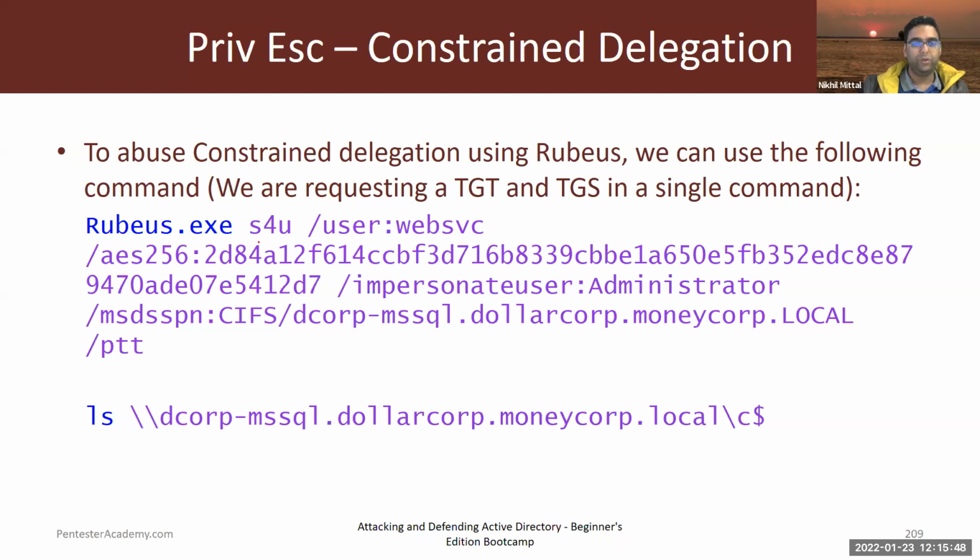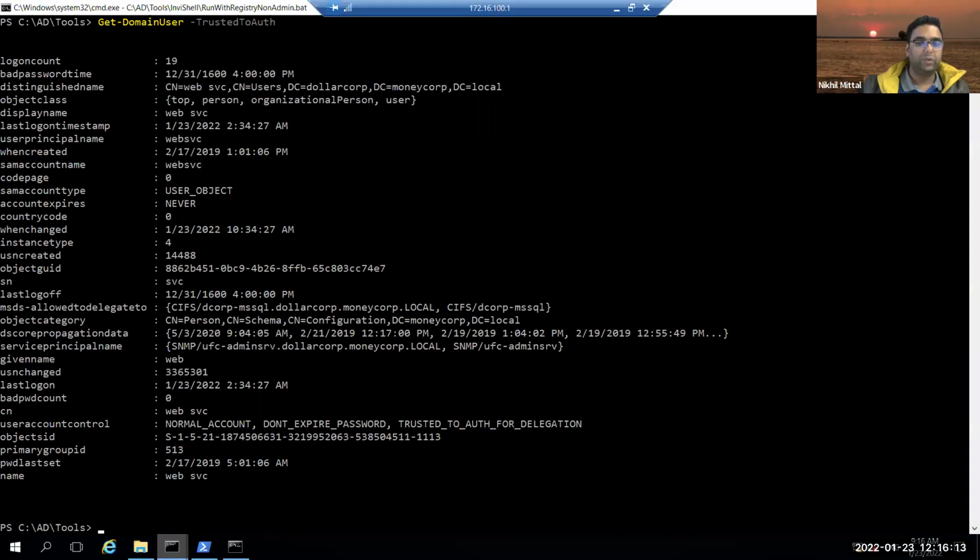Using the S4U module of Rubeus for the user WebSVC whose AES key is this. We want to impersonate the domain administrator, and we would like to access this service that is specified in msDS-AllowedToDelegateTo. That is what we want to do here. So let's go ahead and do that.